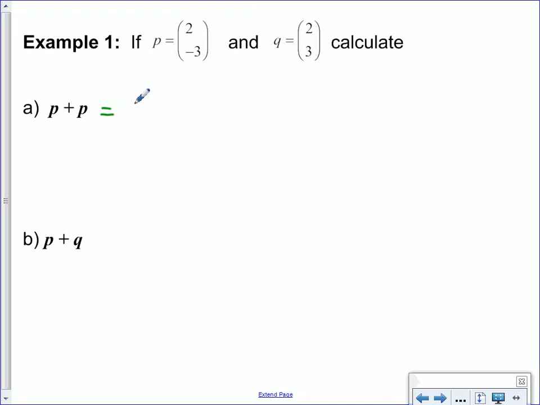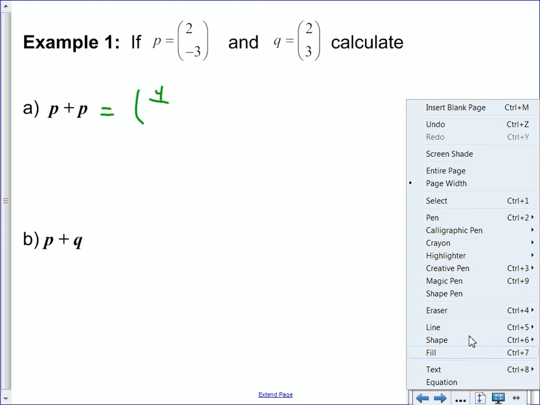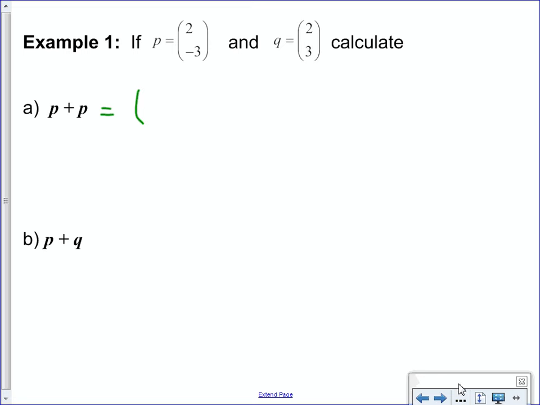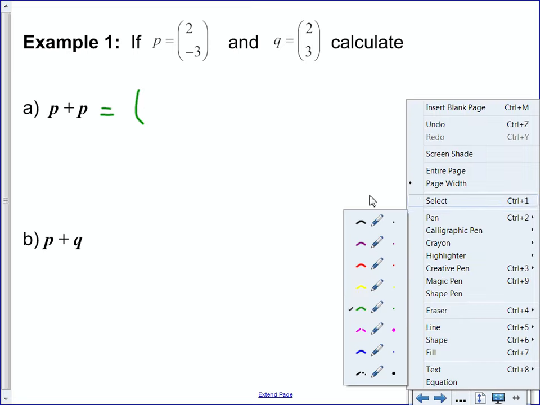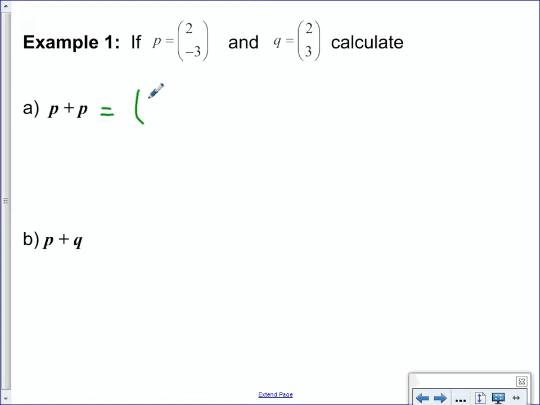Basic addition: P plus Q would be 4 over... Oh wait, sorry, it's not a fraction. All right, there you go. 10. Okay, so 4 and... oh yeah, -6. I thought it was 2. Okay, -6. Good. And then 2 plus 3. Nice. Good times. Just adding the components together.